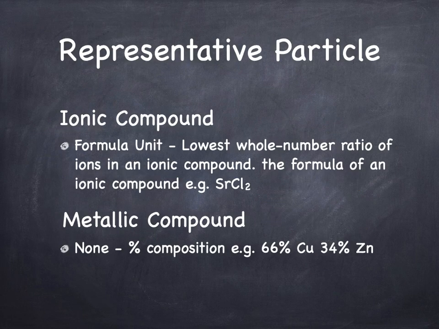With respect to representative particles, again, the representative particle of an ionic compound is a formula unit. It's the smallest particle of that compound that retains the properties of that compound. Again, compounds are pure substances. They have chemical formulas. For metallic bonds, it's really not proper to refer to them as compounds. Mixtures of metals are called alloys, or they're elements if it's a pure metal.